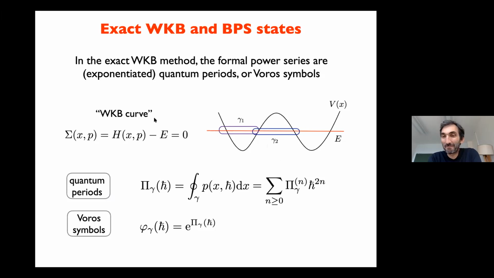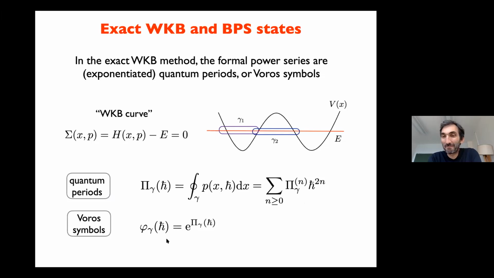And the WKB method, if you want, for the Schrödinger equation, gives you an extension of the Liouville form to a quantum Liouville form, which is actually a formal power series in ħ squared. And by integrating this formal power series in ħ squared around the different one-cycles here, you find a family of formal power series in ħ squared, and these are called quantum periods.